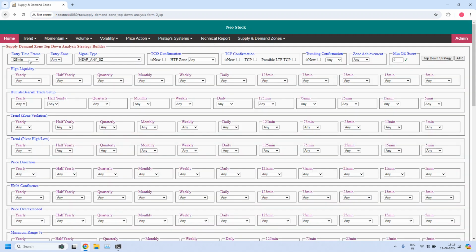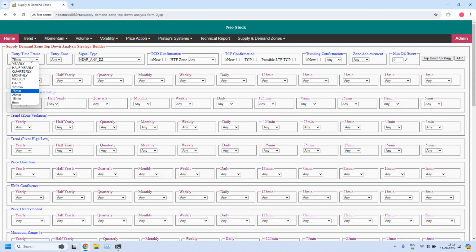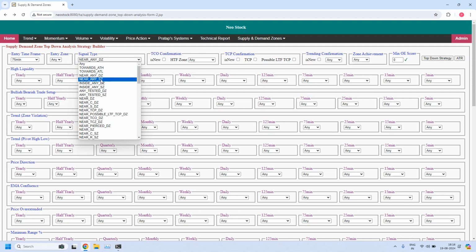And the next time frame is 75 minutes. Entry time frame is 75 minutes. Let's find the stocks near 75 minutes demand zone. 4 stocks are filtered. And we don't have any high liquidity demand zones from the 75 minutes time frame. The next report, entry time frame is 75 minutes. Let's find the stocks near 75 minutes supply zone.